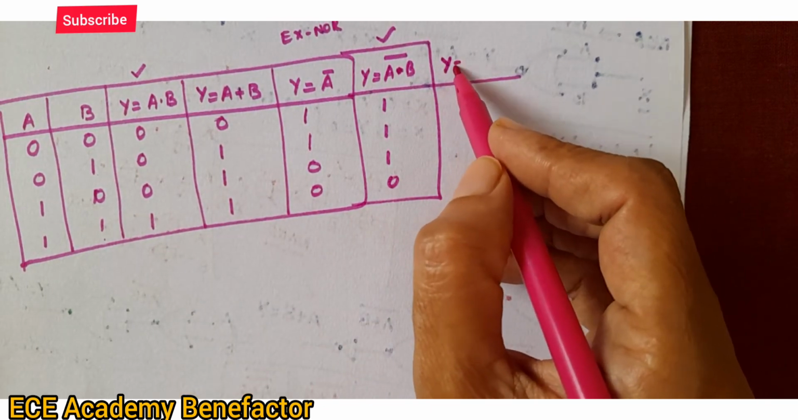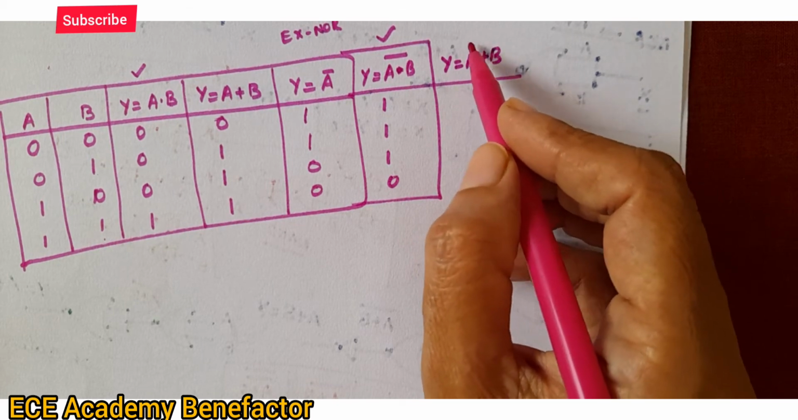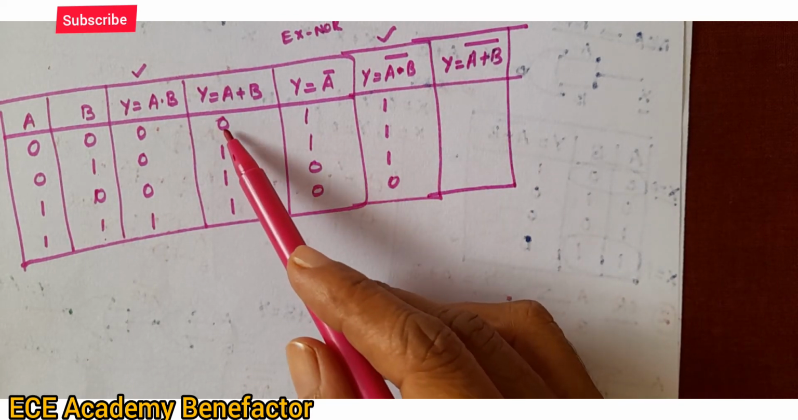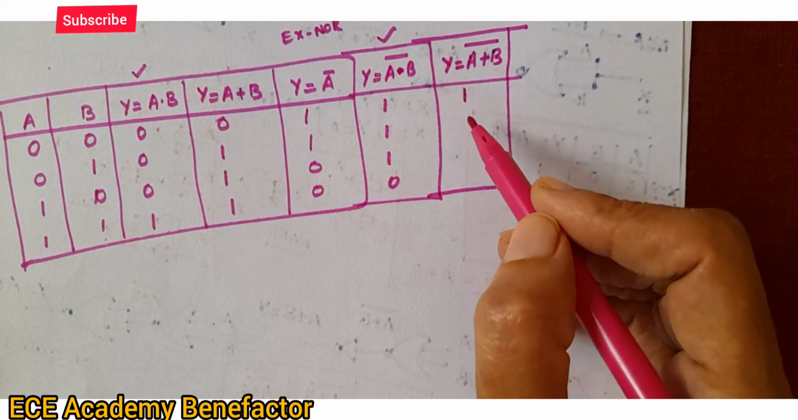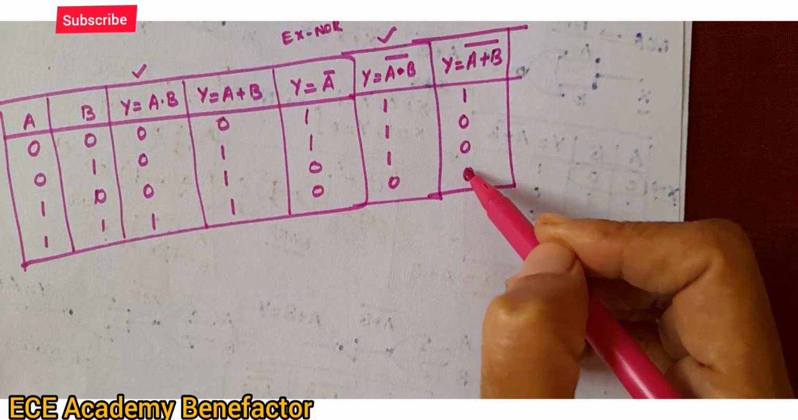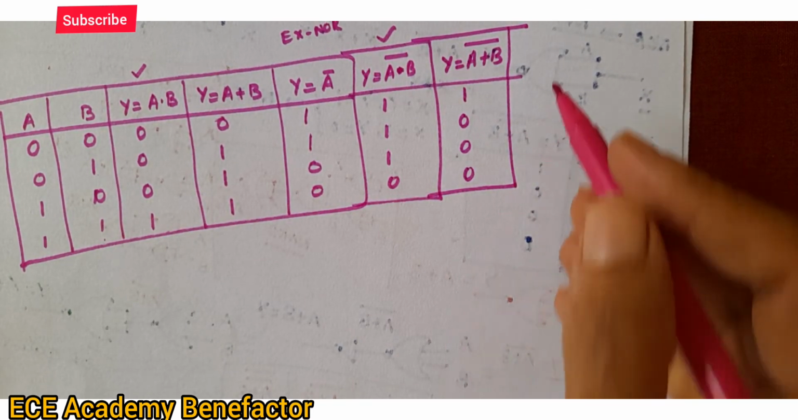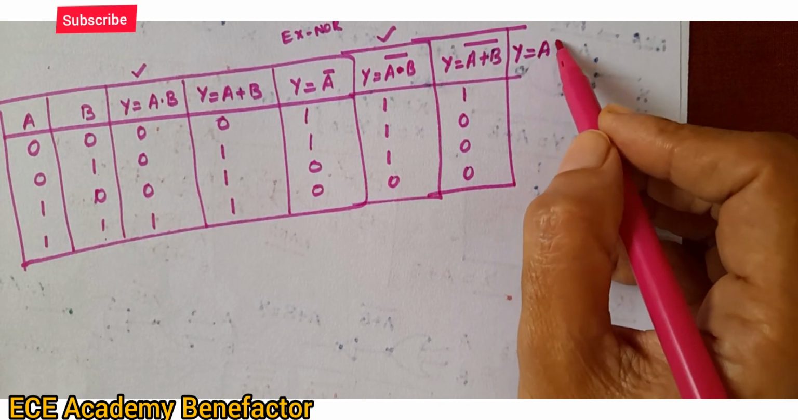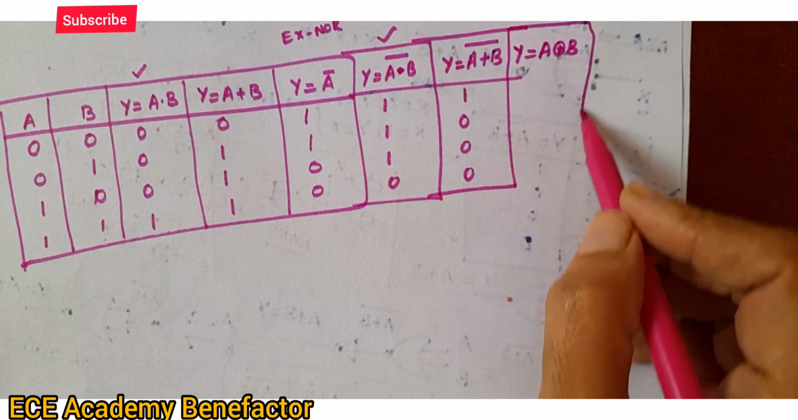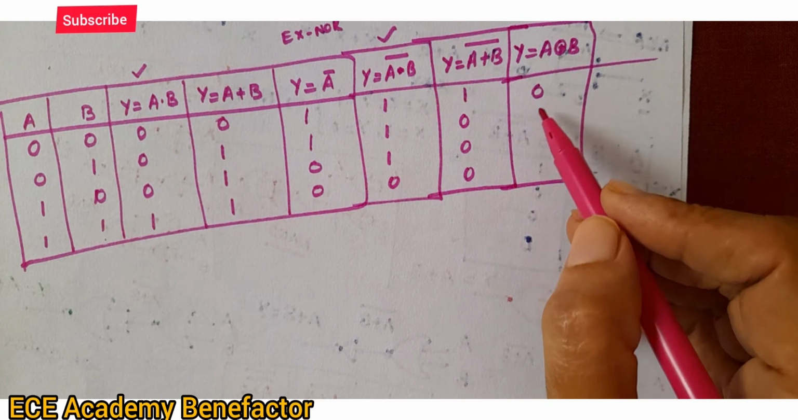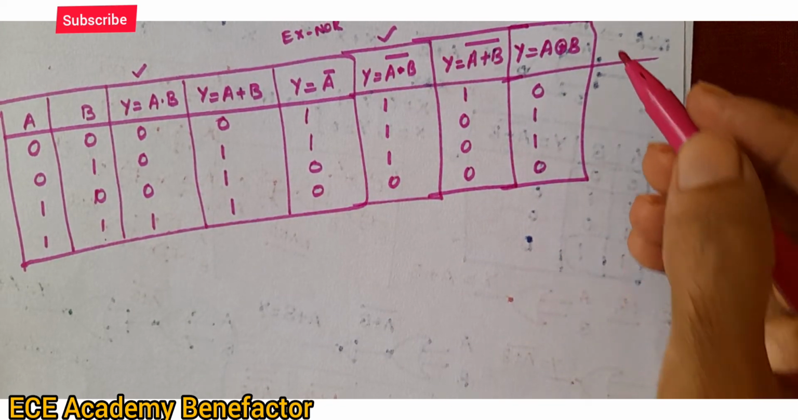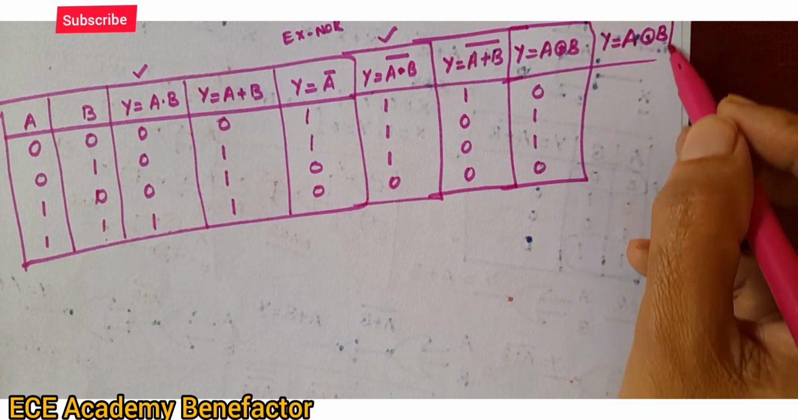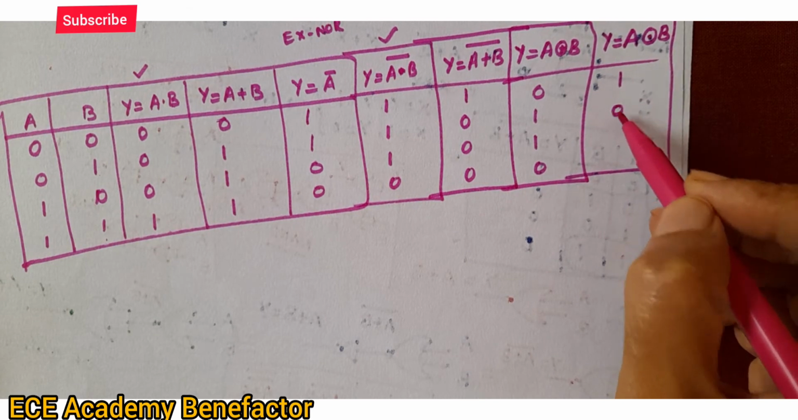Coming to the NOR gate, y is equal to A plus B the whole bar, the complement of the OR gate. So 0 1 1 1 becomes 1 0 0 0. For the XOR gate, y is equal to A XOR B, and the outputs are 0 1 1 0. For XNOR, the complement of this, the outputs are 1 0 0 1.